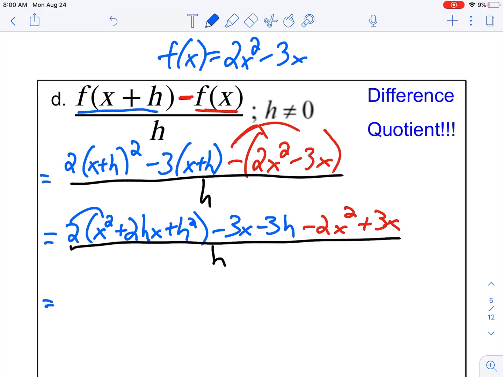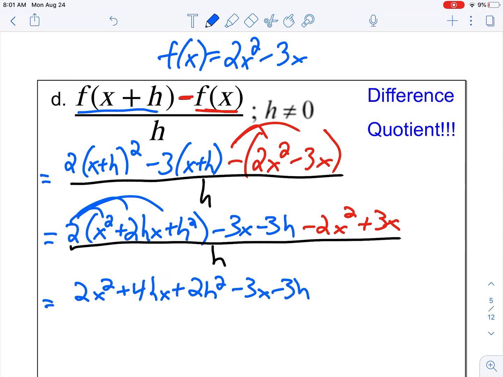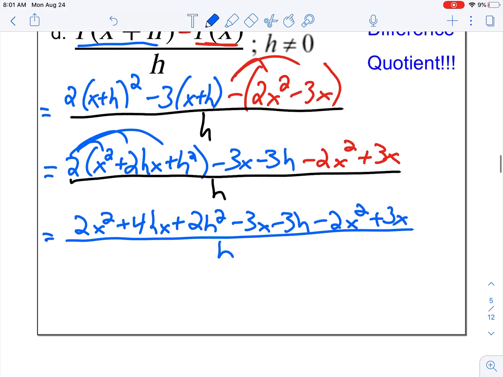Now up here, I'm going to distribute this 2 into everything all the way through. So I get 2x squared plus 4hx plus 2h squared. Then minus 3x minus 3h. And I'm going to keep everything blue now, minus 2x squared plus 3x, all over h. All right. Let's combine some like terms up top. Now, if you're doing this problem correctly, at this step, you're going to see a lot of things reduced to 0. 2x squared minus 2x squared, that's 0. Minus 3x plus 3x is 0.